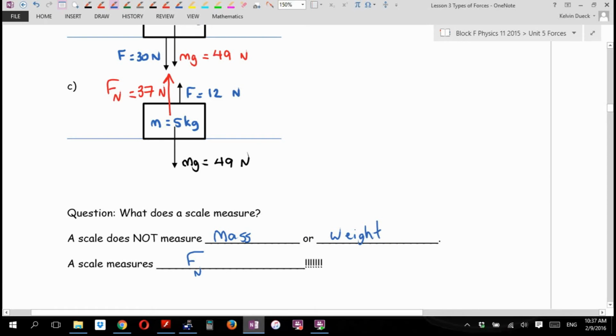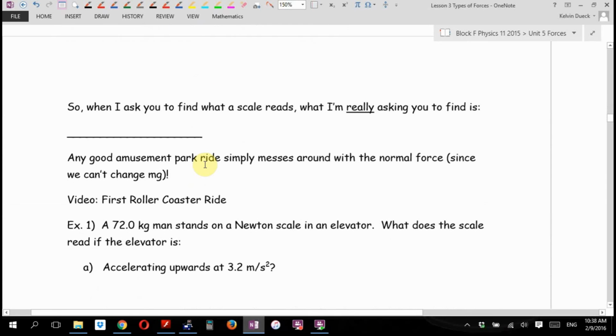Now, why is that going to be important? Because Lindsay, in a bunch of questions in the homework, I'm going to be asking you to tell me what a scale is reading. Which force am I really asking you to find, Lindsay? Normal force. Okay? Normal force. So when I ask you to find what a scale reads, that's what that young man on the provincial exam didn't realize on that particular question. Because when it said find the normal force, the question did have a scale in it. And if he showed, oh, find the force on the scale.